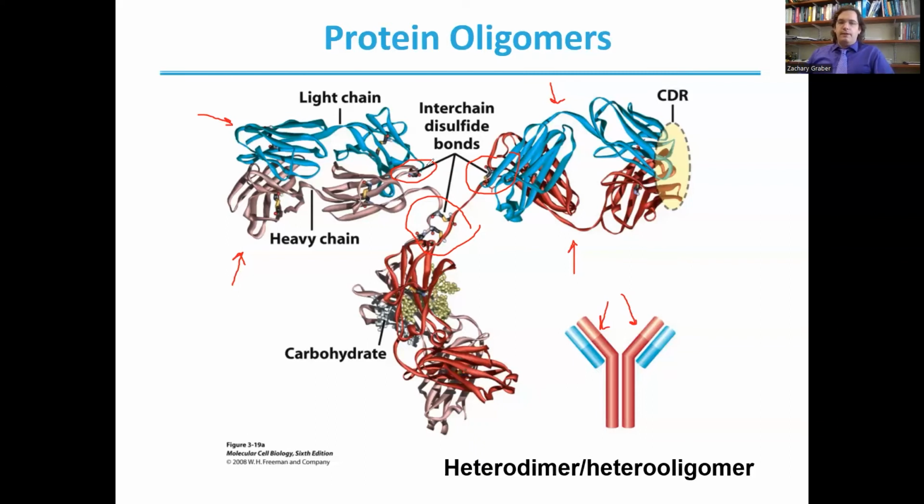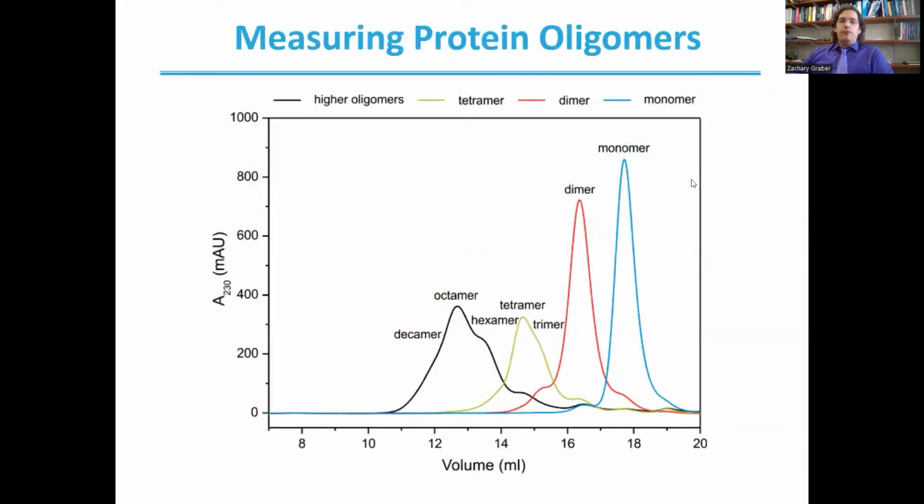So we can see disulfide bonds, we could see electrostatic interactions, we could see hydrophobic interactions, any of the usual interactions that we see with tertiary structure. It's just that now they're occurring between different protein subunits. Now, if we want to measure our protein oligomers, we can use a lot of the same approaches that we've looked at for looking at individual proteins.